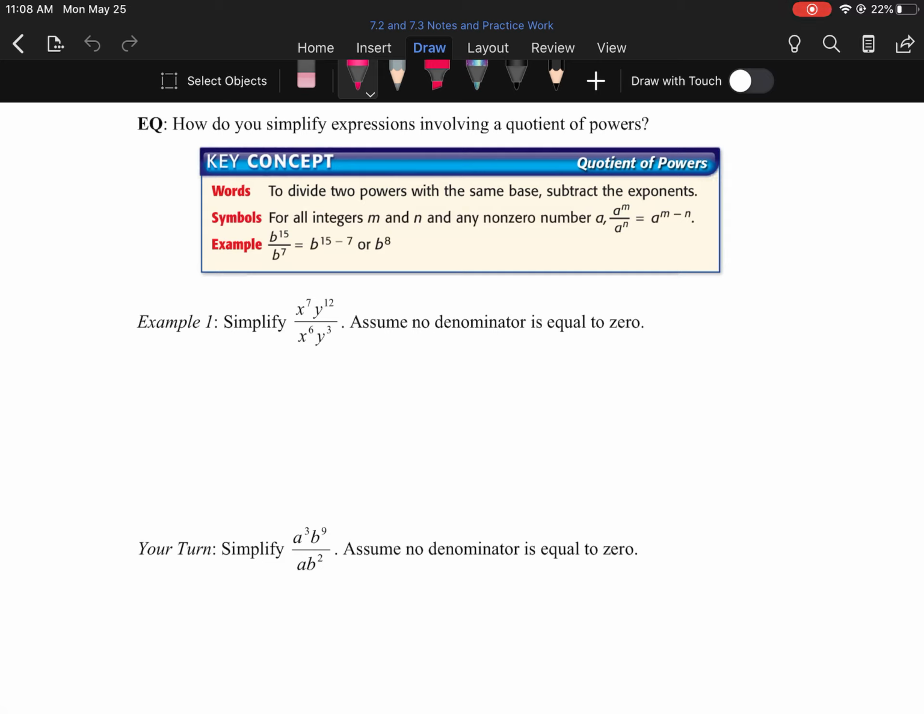Our first example is to simplify x to the 7th, y to the 12th, divided by x to the 6th, y to the 3rd. We can rewrite this. I'm going to show you how the rule says we should do it, and then how I like to think about it more logically. In this case, I would do x to the 7 minus 6, y to the 12 minus 3. Notice how we got rid of the fraction because we're subtracting.